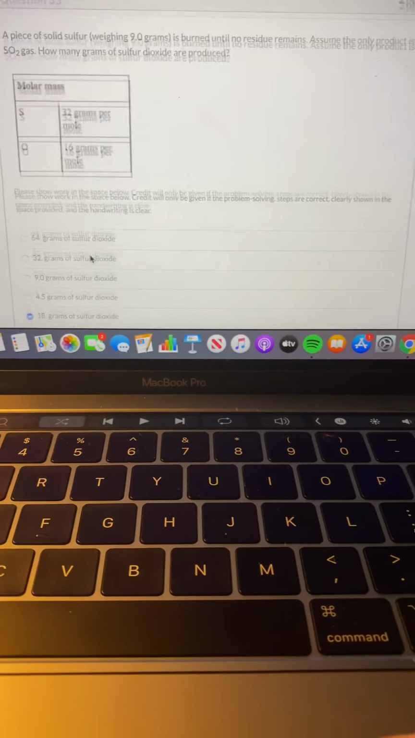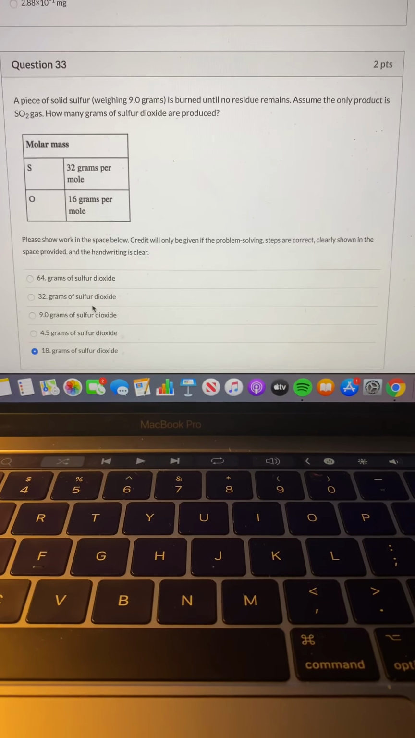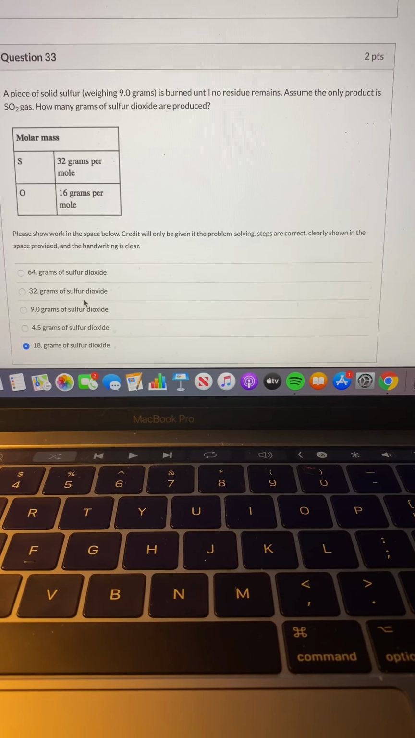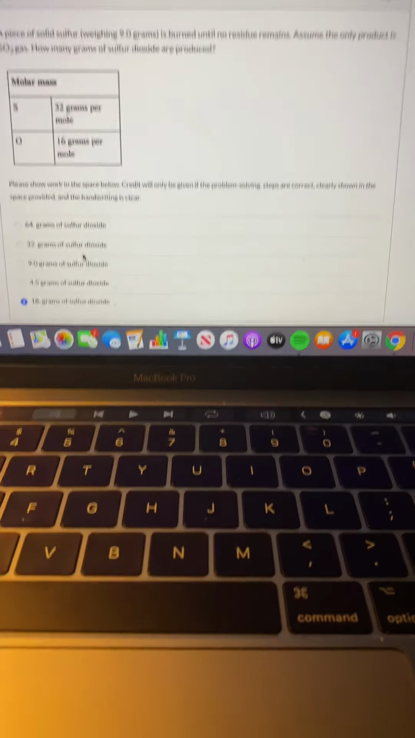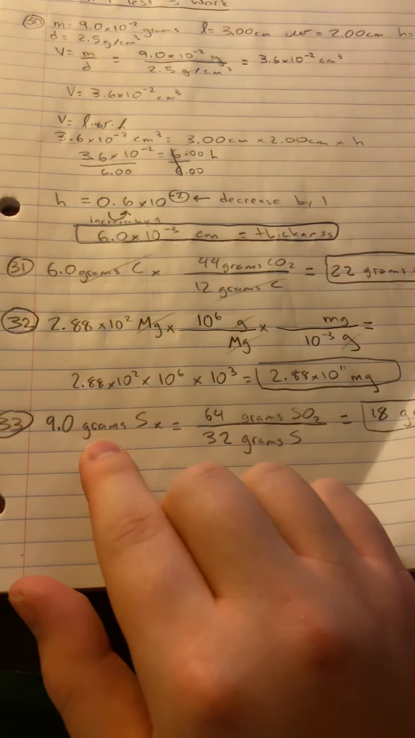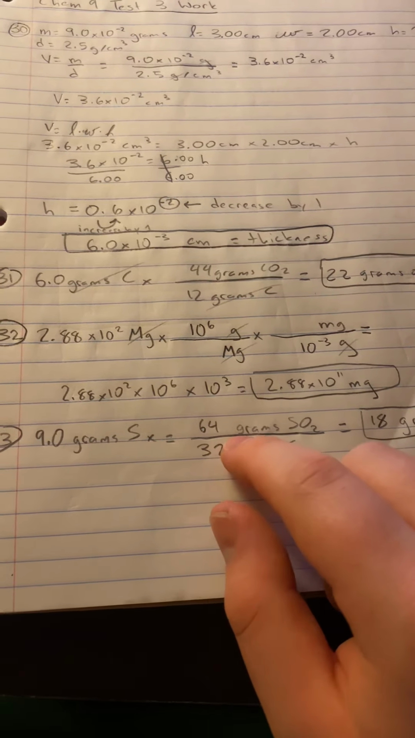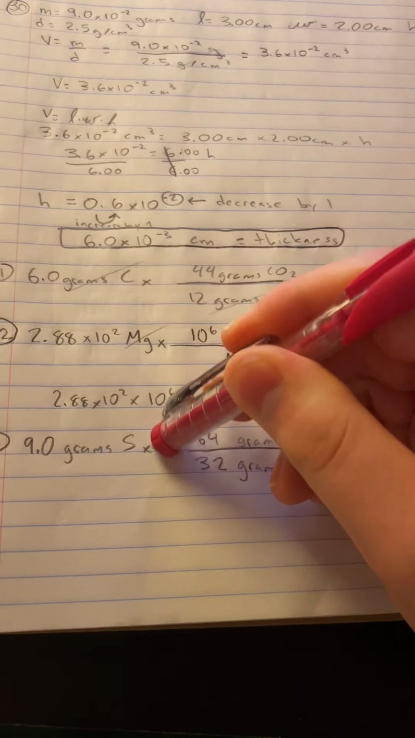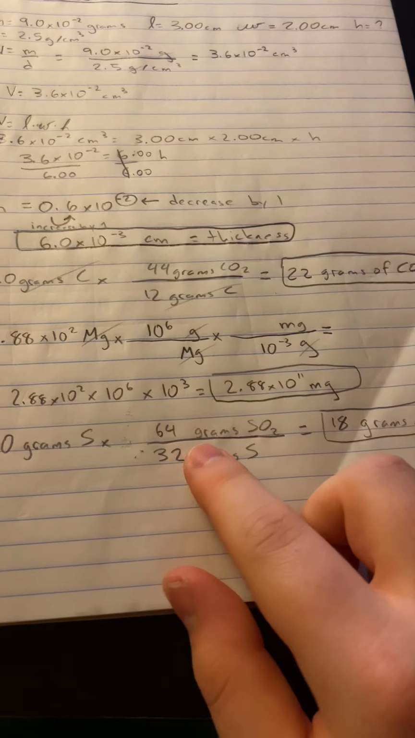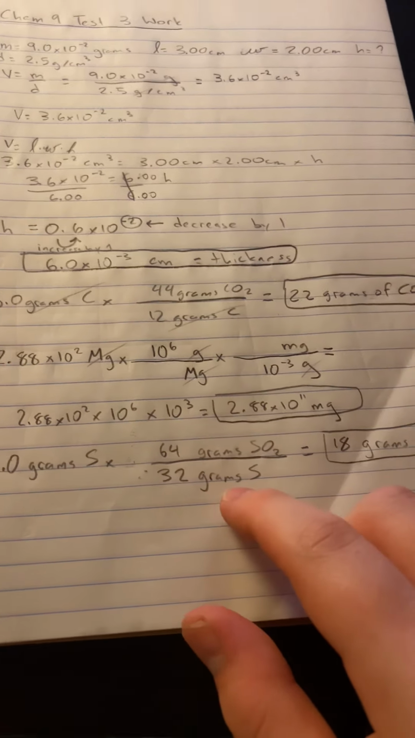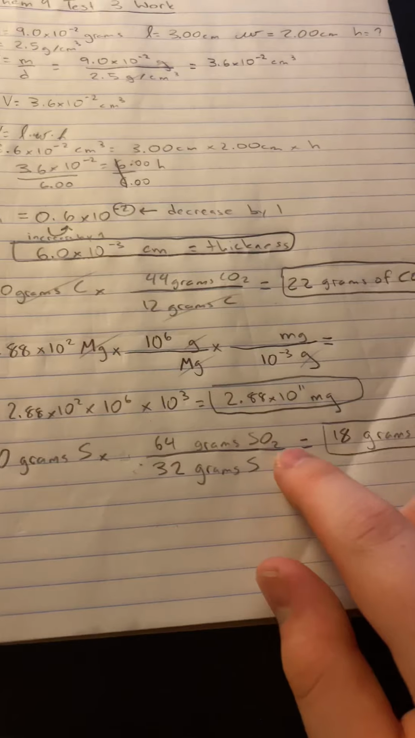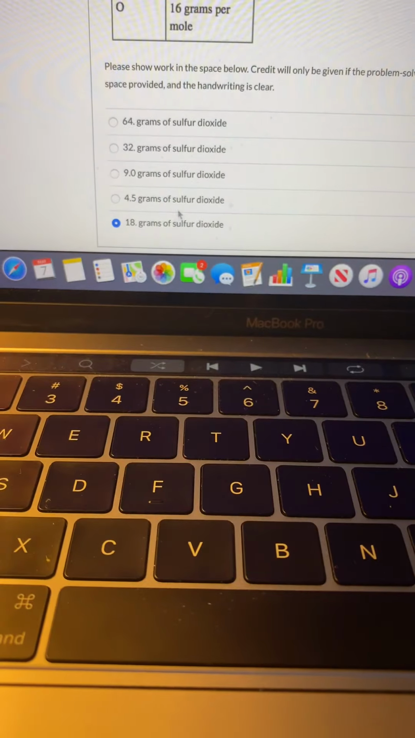And the last one, a piece of solid sulfur weighing 9 grams is burned until no residue remains. Assume the only product is SO2 gas. How many grams of sulfur dioxide are produced? So we're given 9.0 grams of sulfur times 64 grams of SO2 over 32 grams of S. We get that from the table. The units cancel, so we're left with grams of SO2 being 18. 18 is the correct answer, and these are the wrong values.